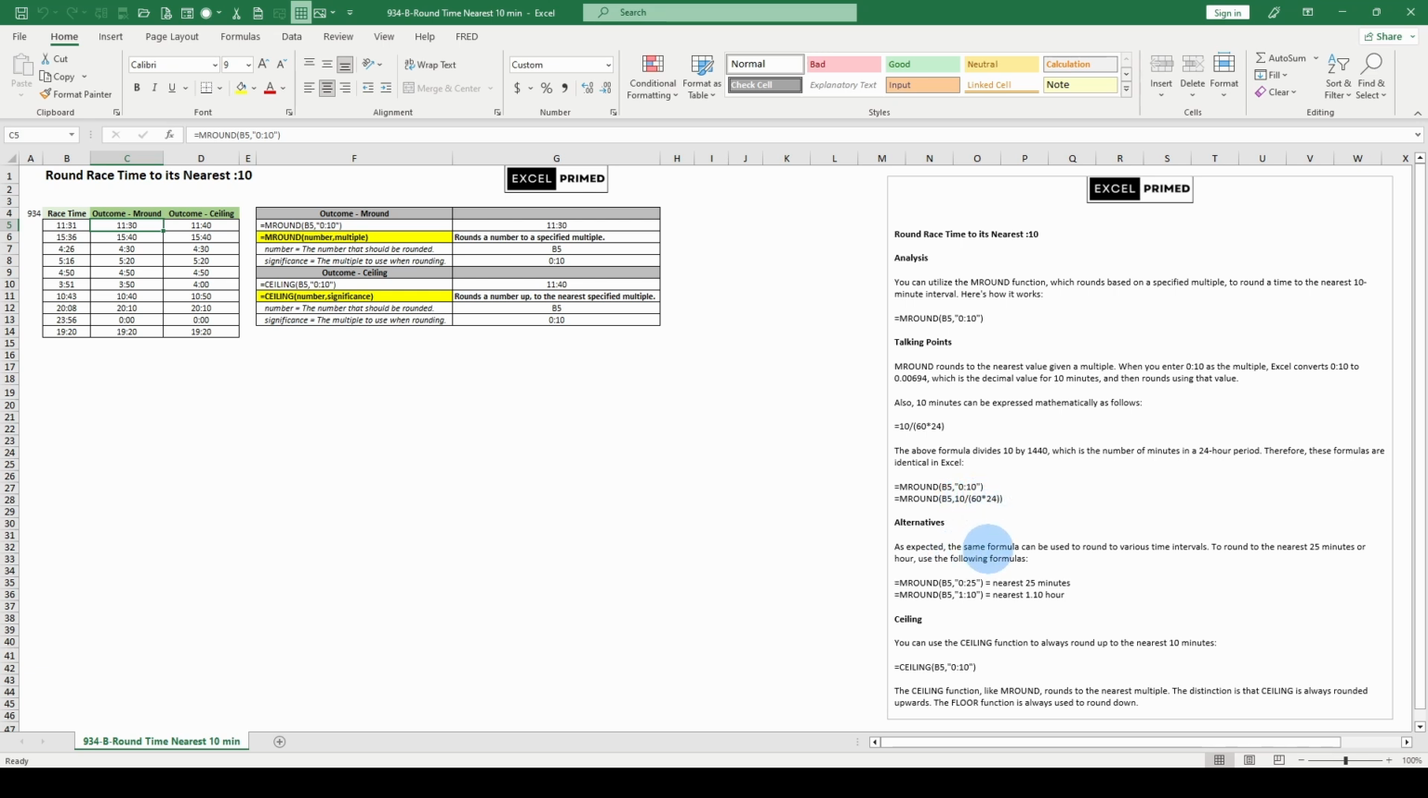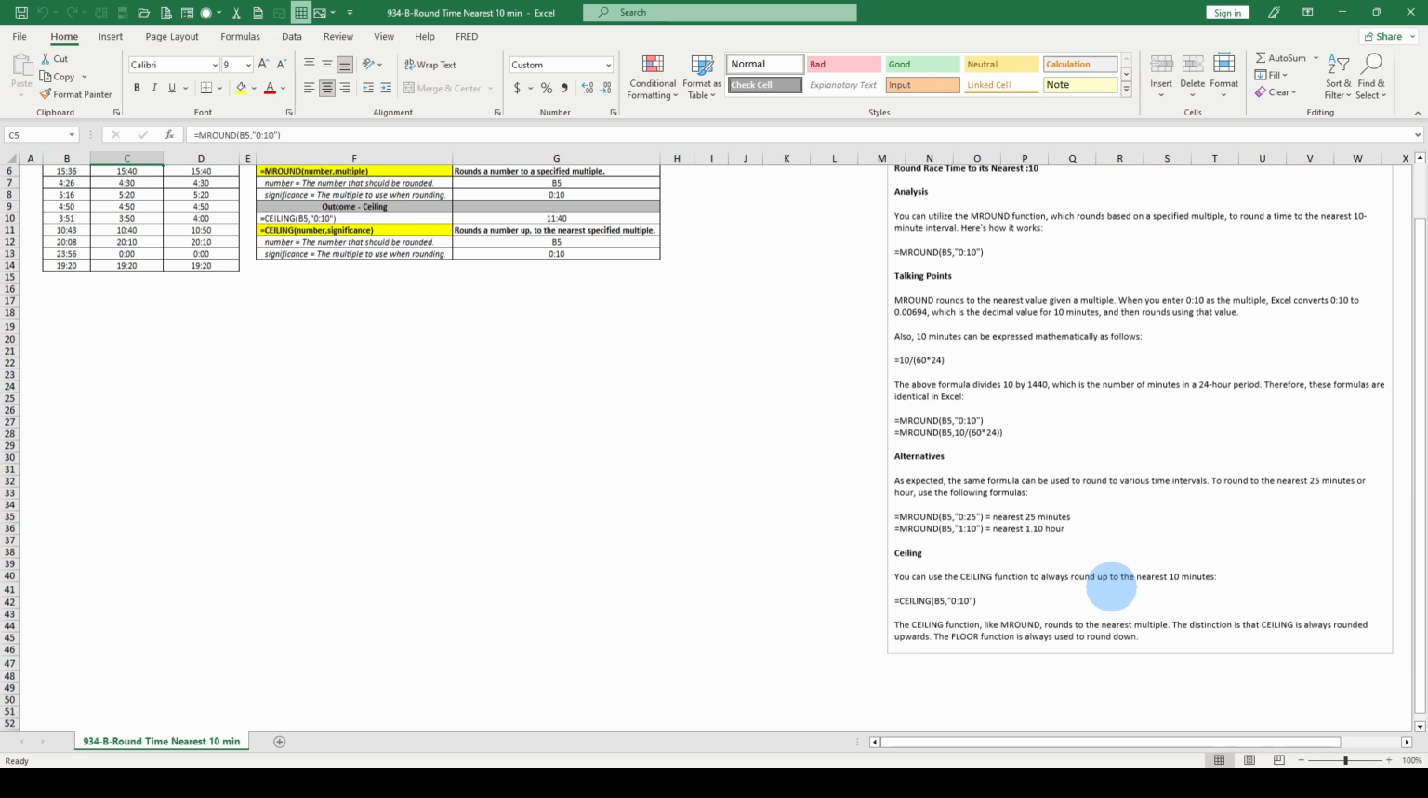As expected, the same formula can be used to round to various time intervals. To round to the nearest 25 minutes or hour, use the following formulas. MROUND(B5, 25 minutes) equals the nearest 25 minutes. MROUND(B5, 1 hour) gives the nearest hour, and 10 minutes.